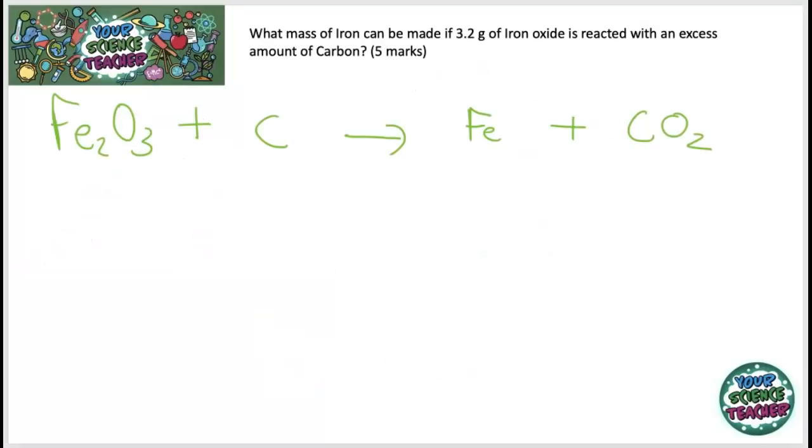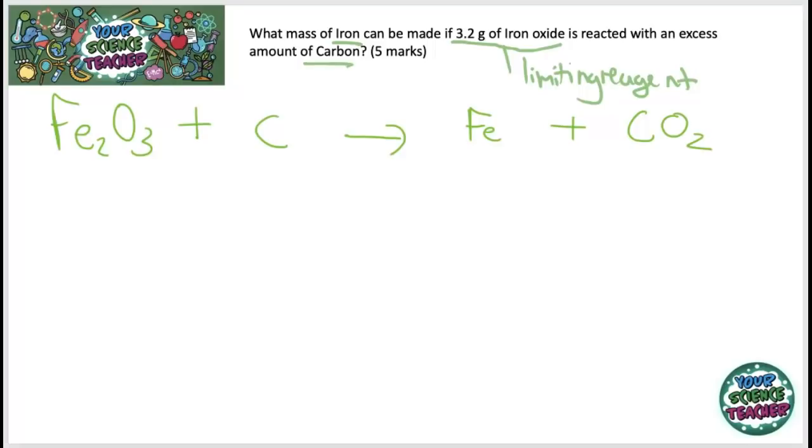We can use moles in order to work out the theoretical mass of products that we can make for a reaction. And here it says what mass of iron can be made if 3.2 grams of iron oxide is reacted with excess amount of carbon. This means that my iron oxide is what we call our limiting reagent for our reaction. This means this is controlling how much product I'm making.